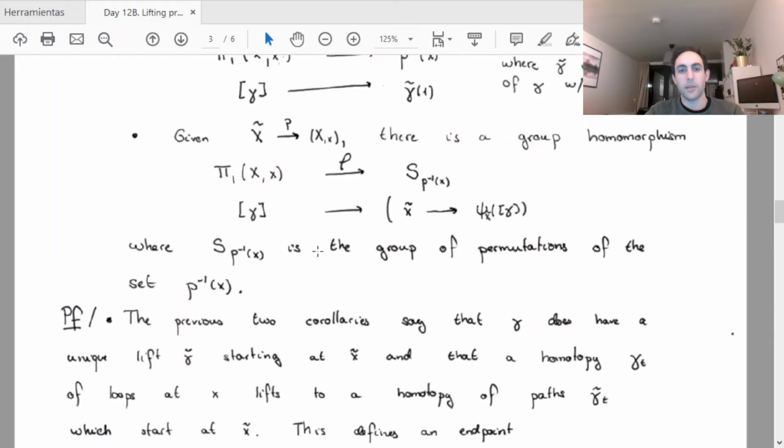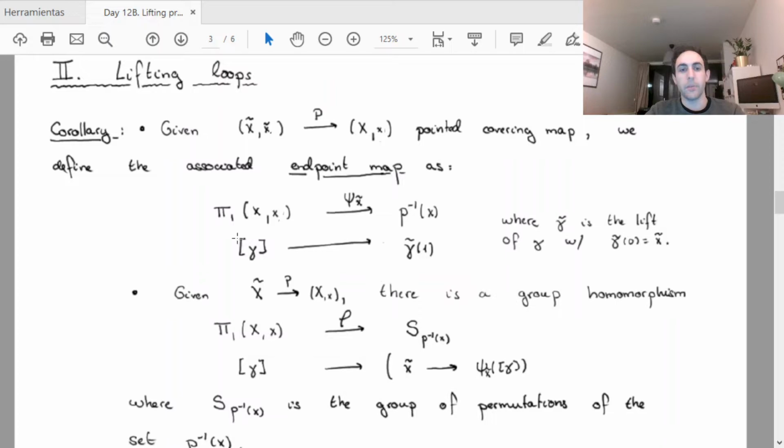So that means that this map is well defined because it only depends on the homotopy class of gamma, not on gamma itself. All right. So this ends the proof of the first claim.